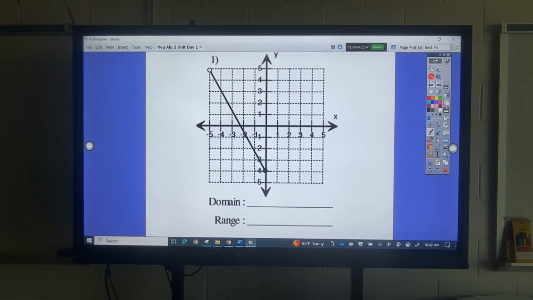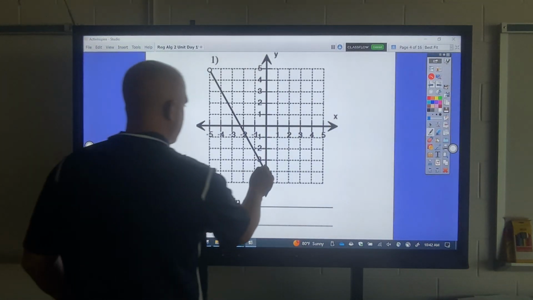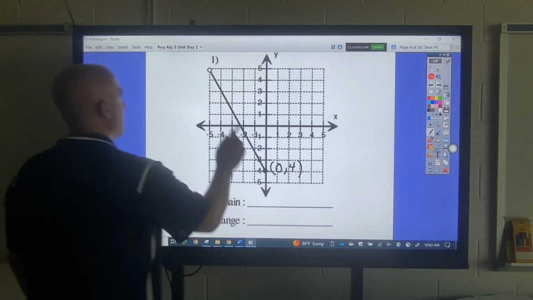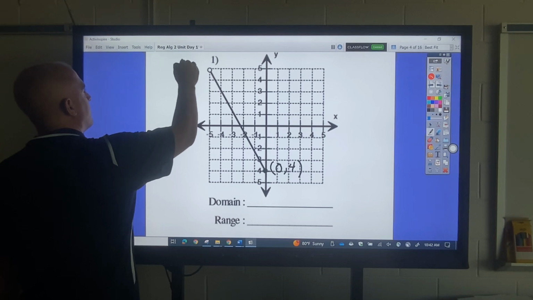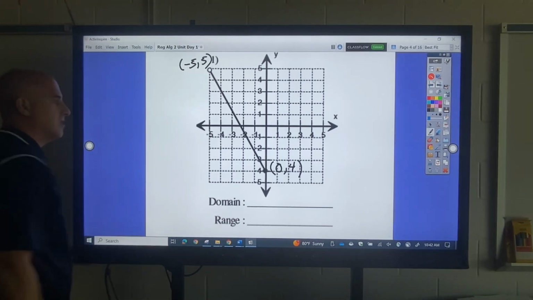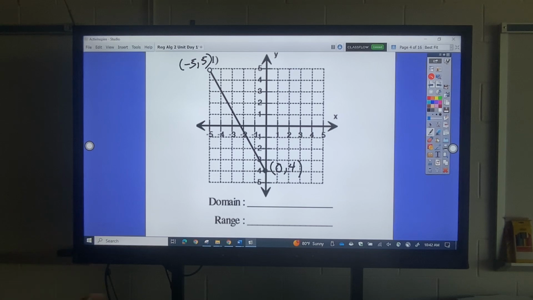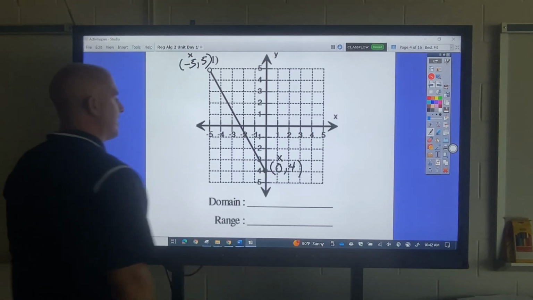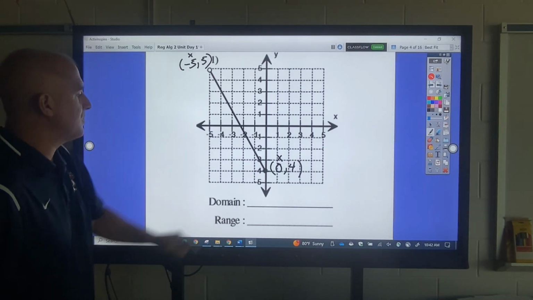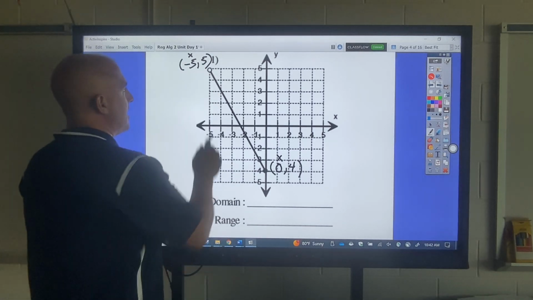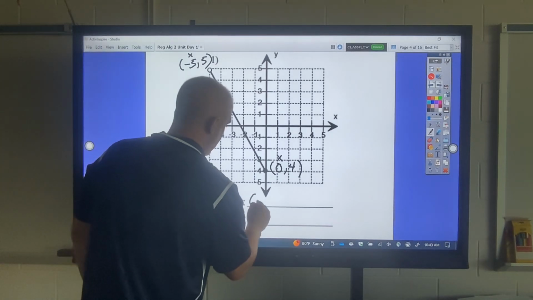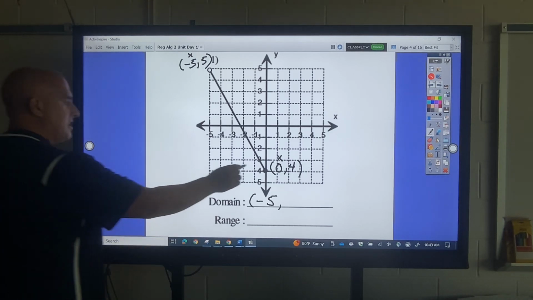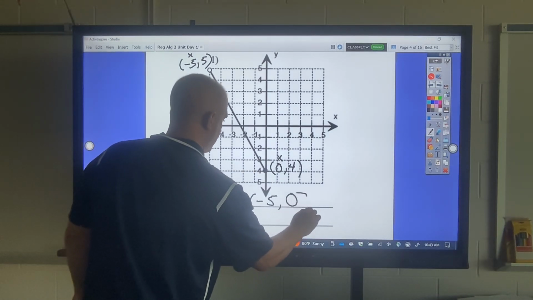Now these don't have arrows, okay? But this point here is 0, 4. This point here is negative 5 over, 5 up, okay? So if I'm doing domain, my smallest x value is, these are my x values. My smallest number, what's smaller, negative 5 or 0? Negative 5. Now since it has an open circle, I put a curved bracket, so that's going to be negative 5, okay? Since this has a filled-in circle, that's going to be 0, okay?